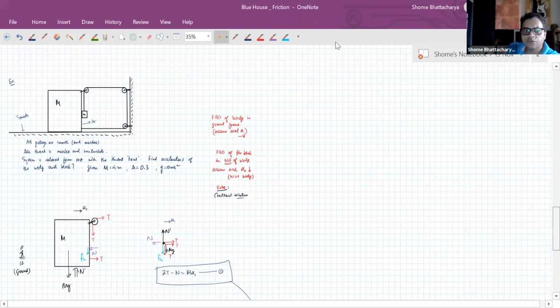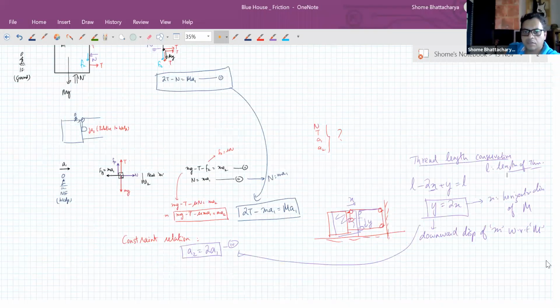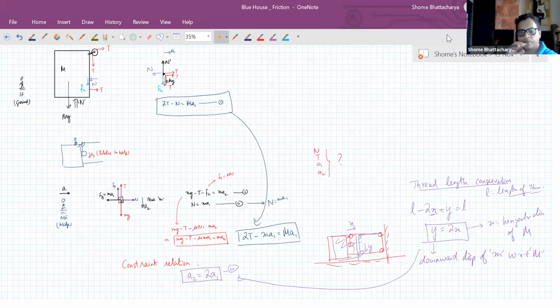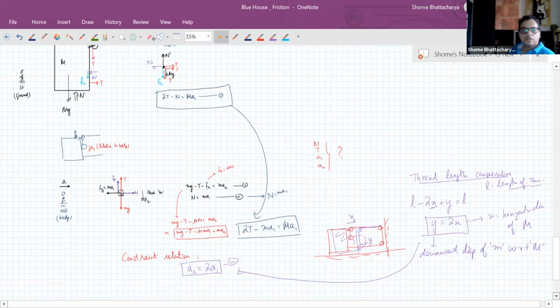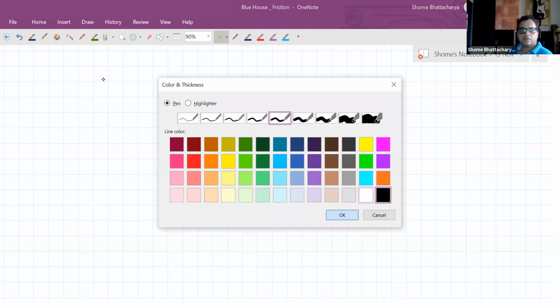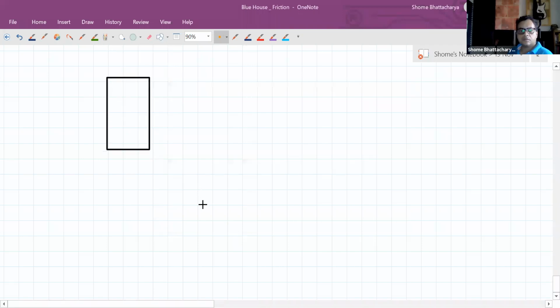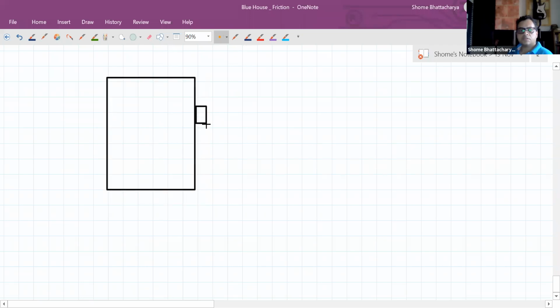Is the conservation of thread length clear to all of you, or should I explain in more detail if anybody requires? Just ask me, I'll explain in more detail. Okay, yes, Smith. I'll quickly explain. Okay. So see, in our initial diagram, okay, suppose it's like this.